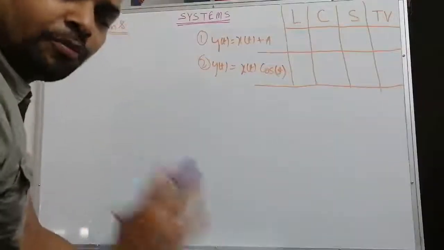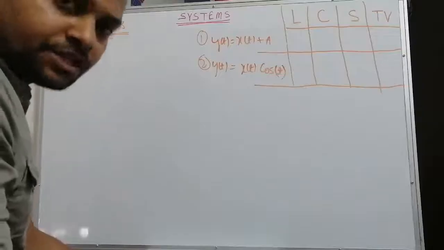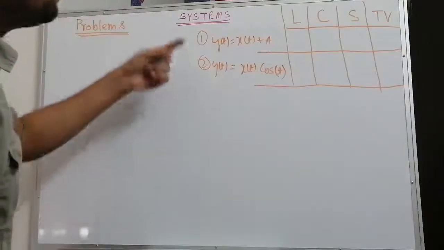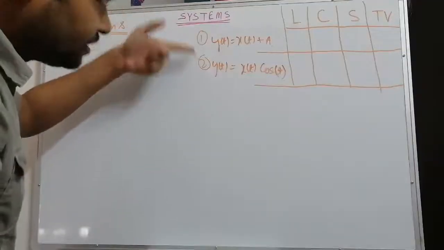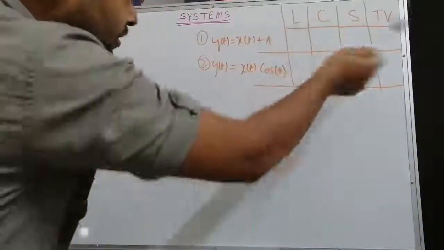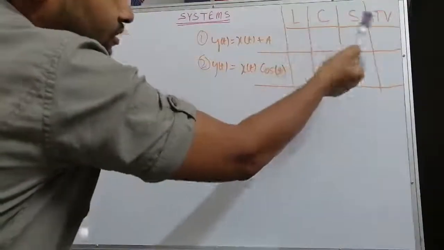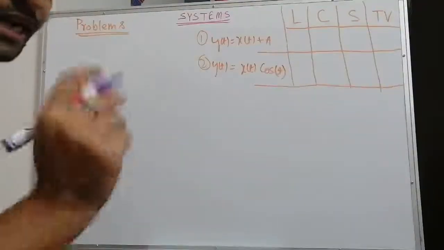Now let us solve a few problems on the classification of systems. In these two problems we have to check whether these two systems are linear, causal, static or time variant. We have to check all of these. So let us check static first.